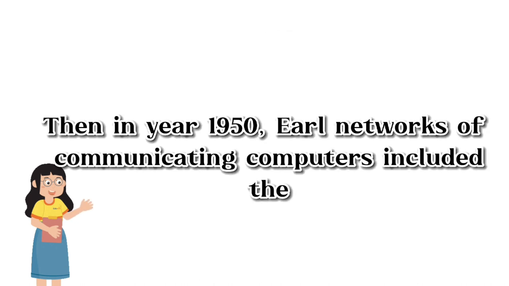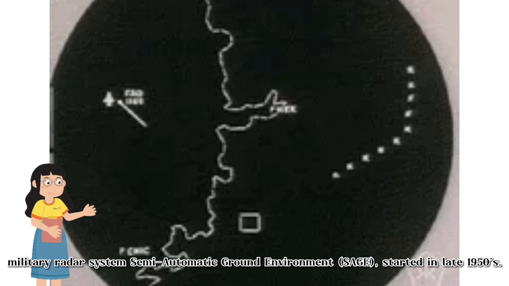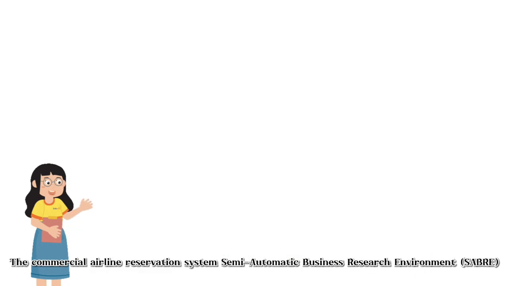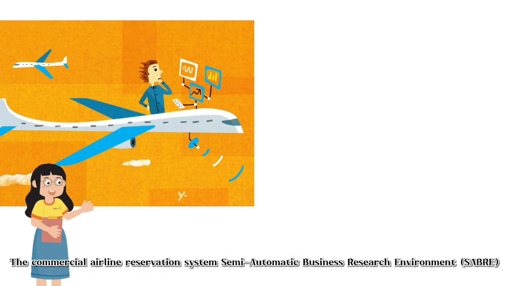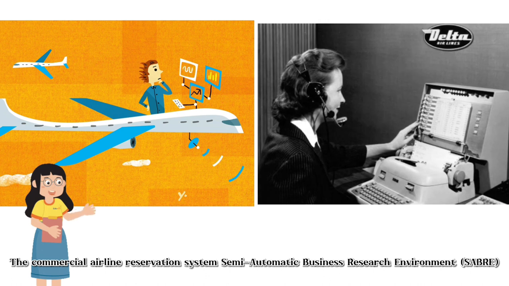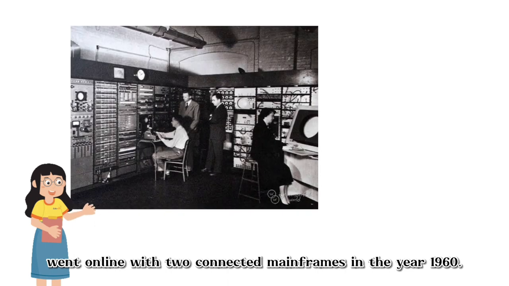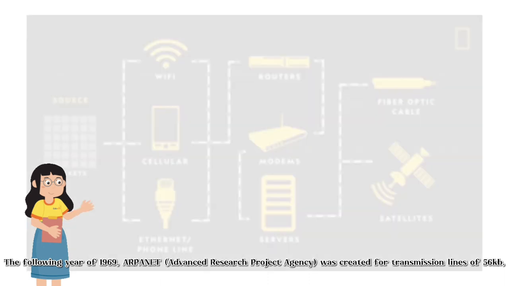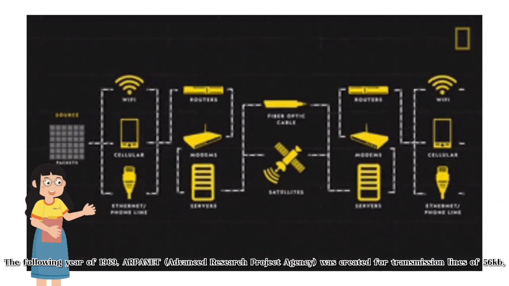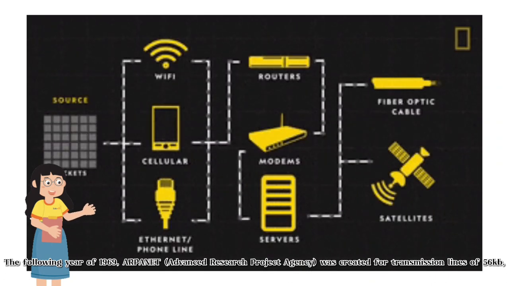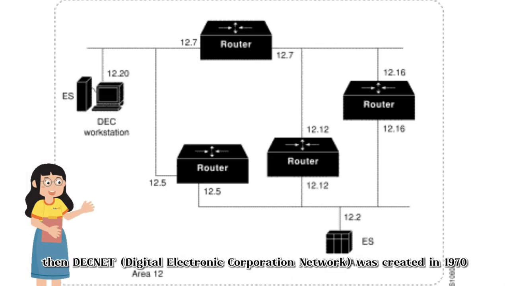Then, in the 1950s, early networks of communicating computers included the military radar system, Semi-Automatic Ground Environment, started in the late 1950s. The commercial airline reservation system, Semi-Automatic Business Research Environment, went online with two connected mainframes in the year 1960. The following decade, in 1969, ARPANET, or Advanced Research Projects Agency Network, was created for transmission lines of 56 kb. Then, Digital Equipment Corporation Network was created in 1970.